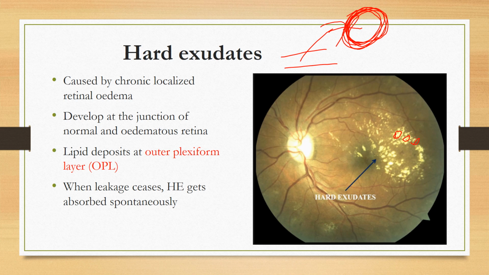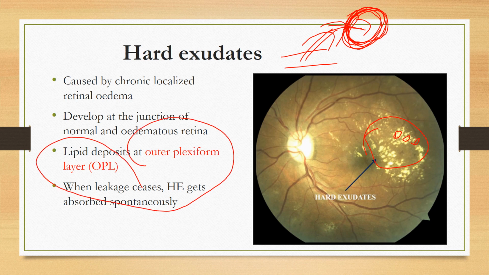How it gets resolved is, once the leaking of lipids gets arrested, these hard exudates get absorbed within the retina, and then they disappear. These hard exudates appear in the outer plexiform layer.